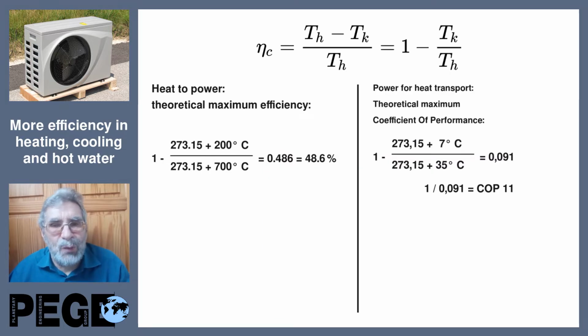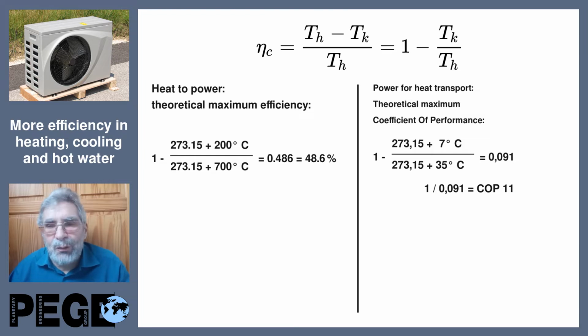Here we have the formula of it. For example, on the left side, heat to power, we have an engine which has 700 degrees Celsius on the hot side, and at the exhaust, the cold side, it's 200 degrees Celsius. And with the formula, we can determine that the maximum theoretically possible efficiency is 48.6%.